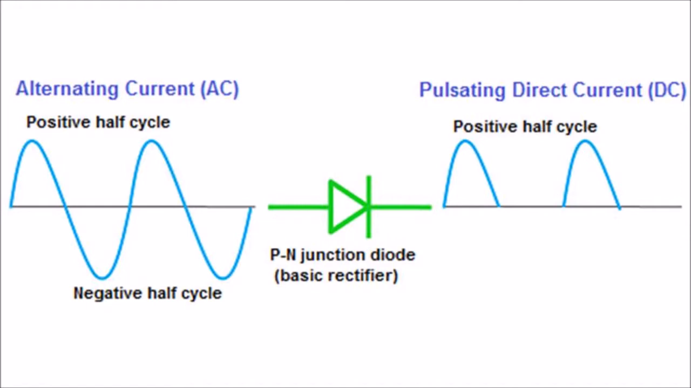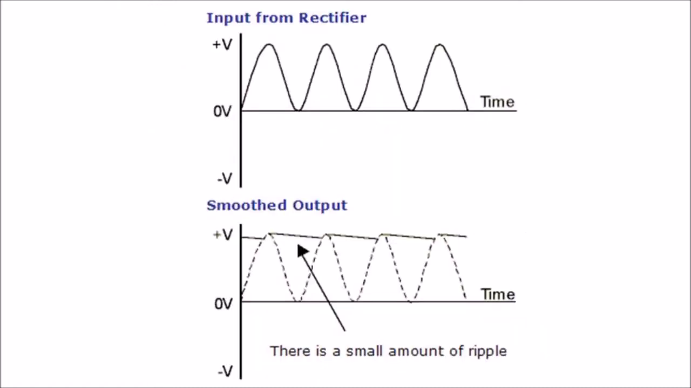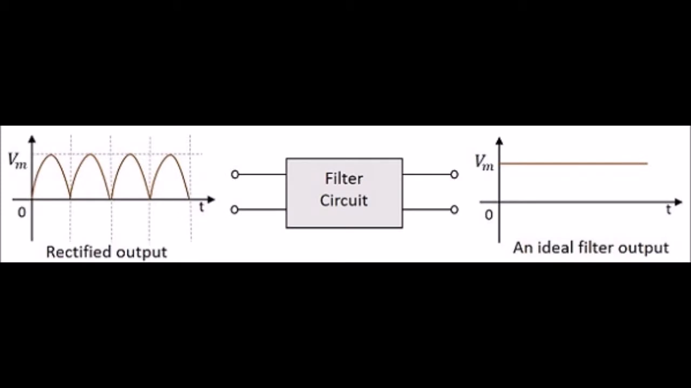By using a filter, we can reduce the AC component at the output. The only solution for this is smoothing the fluctuating direct current, and this is achieved with the help of a device called a filter. A filter is an electronic device that allows the DC component and blocks the AC component of the rectifier output. The filter is made up of a combination of components such as capacitors, resistors, and inductors.